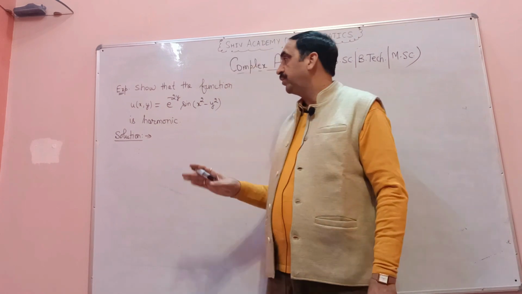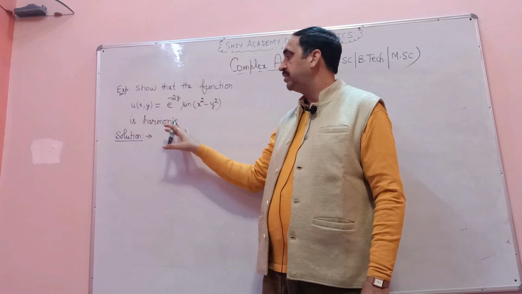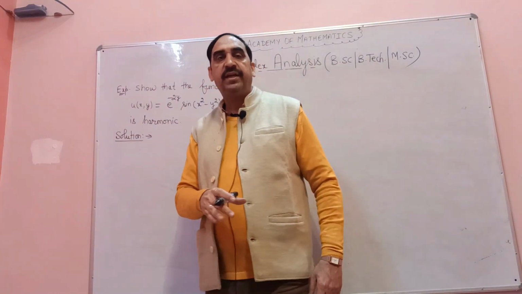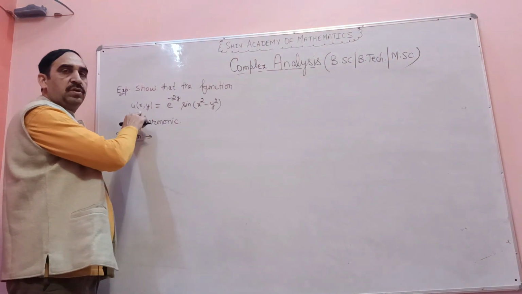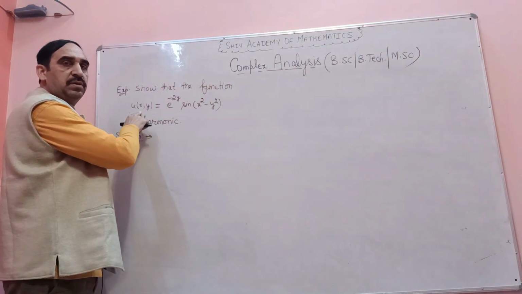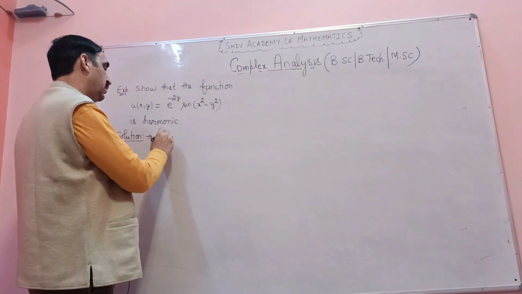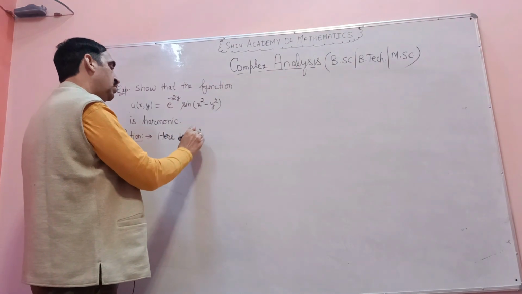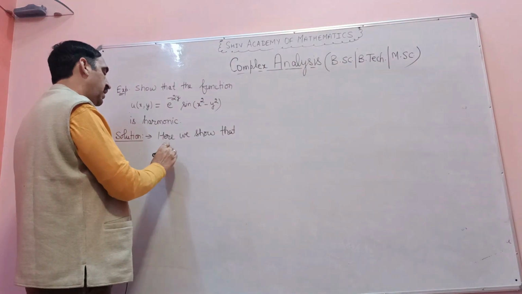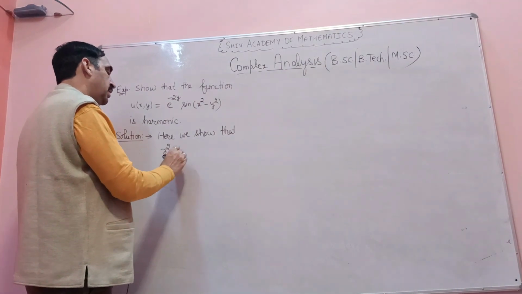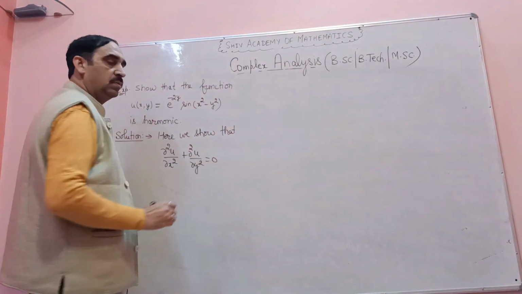So dear students, now we are going to show that the function u = e^(-2y) sin(x² - y²) is harmonic. I have just discussed in the definition how we can show that a function is harmonic. We have to show that this u satisfies the Laplace equation. So to show that this u is harmonic, we show that ∂²u/∂x² plus ∂²u/∂y² is equal to 0.